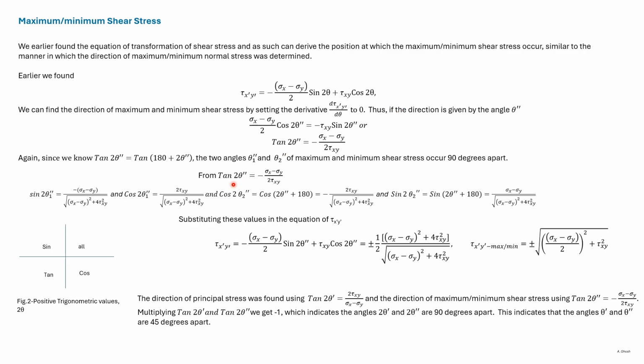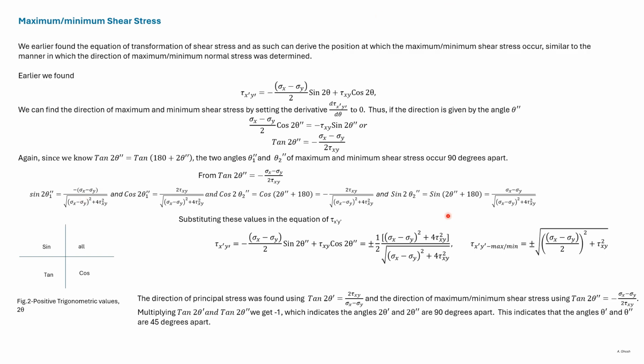As earlier, from the equation tan 2 theta double dash, we obtain sine 2 theta double dash 1 and cos 2 theta double dash 1. Since cos 180 plus alpha is equal to minus cos alpha, and sine 180 plus alpha is equal to minus sine alpha, we get cos 2 theta double dash 2 as this term with a negative sign, and sine 2 theta double dash 2 as this term with a negative sign.